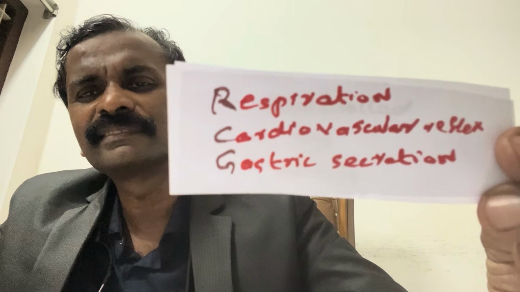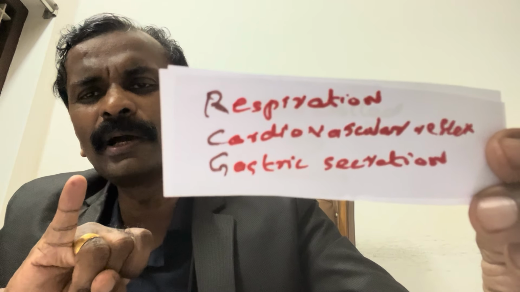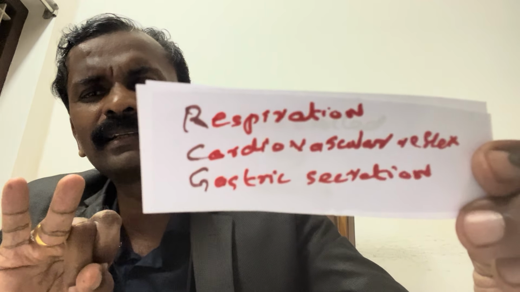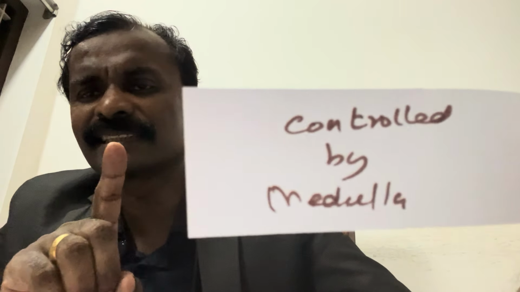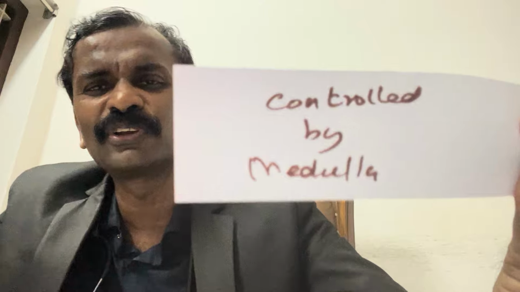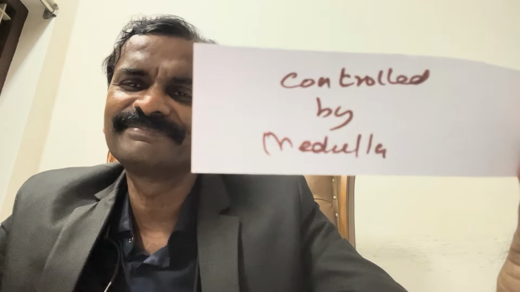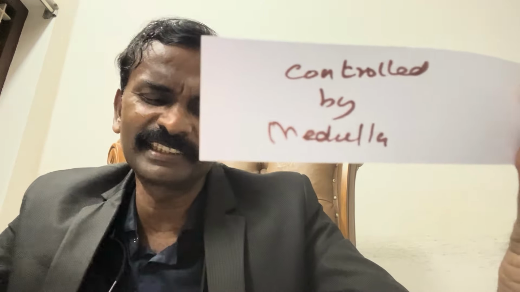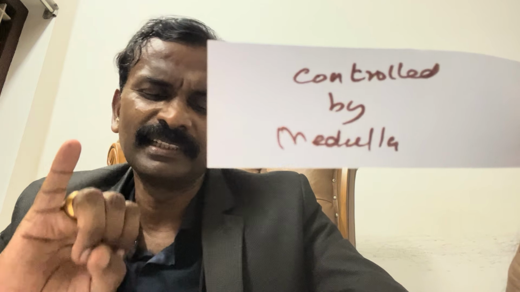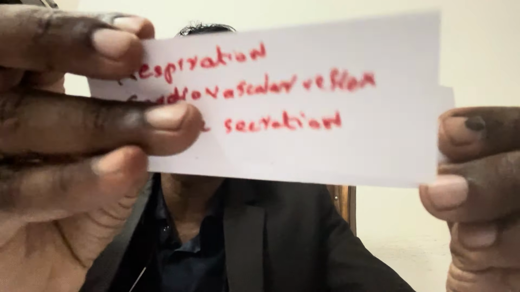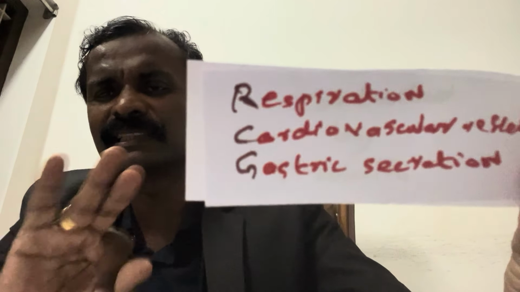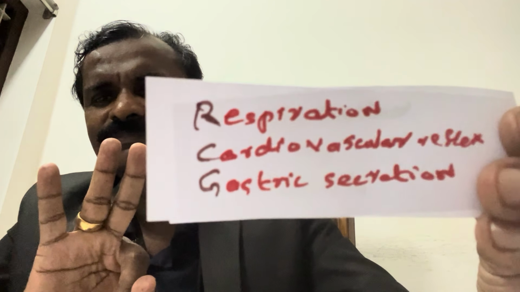Respiration is controlled by what? Cardio is controlled by what? Gastric secretion is controlled by what? If you know this, you can answer 6 questions and so many match the following. Controlled by medulla. Medulla has 3 main functions: respiration, cardiovascular reflex, and gastric secretion. So don't forget the 3 functions of medulla.